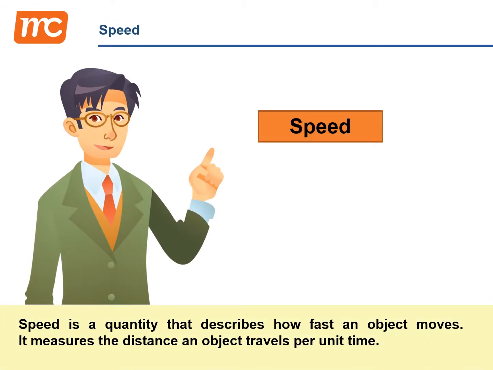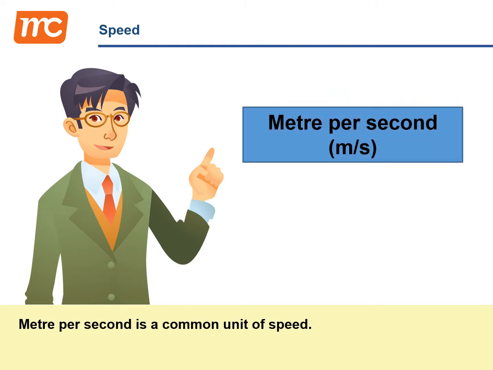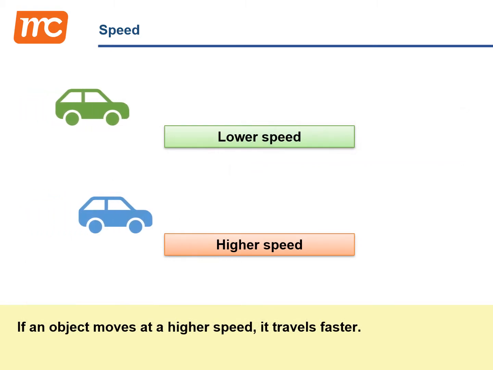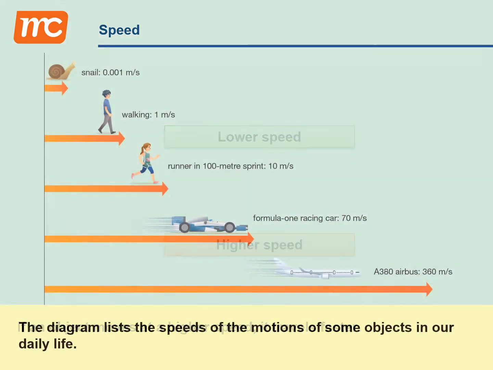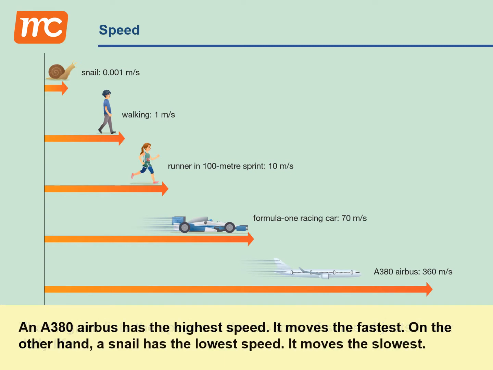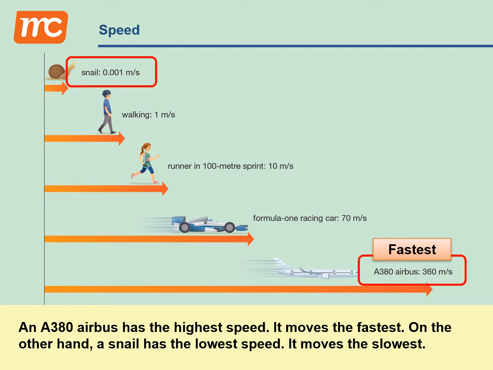Speed is a quantity that describes how fast an object moves. It measures the distance an object travels per unit time. Meter per second is a common unit of speed. If an object moves at a higher speed, it travels faster. The diagram lists the speeds of the motions of some objects in our daily life. An A380 Airbus has the highest speed. It moves the fastest. On the other hand, a snail has the lowest speed. It moves the slowest.